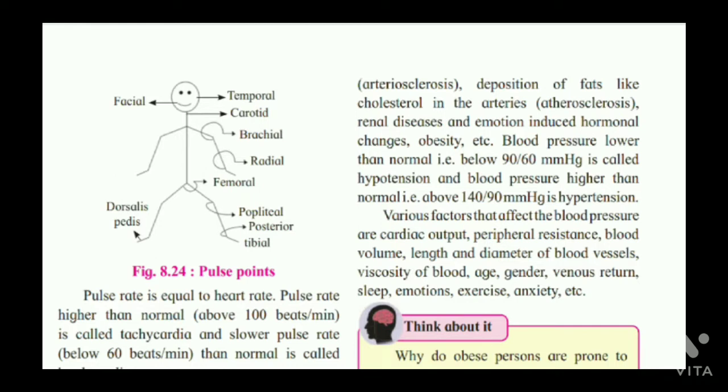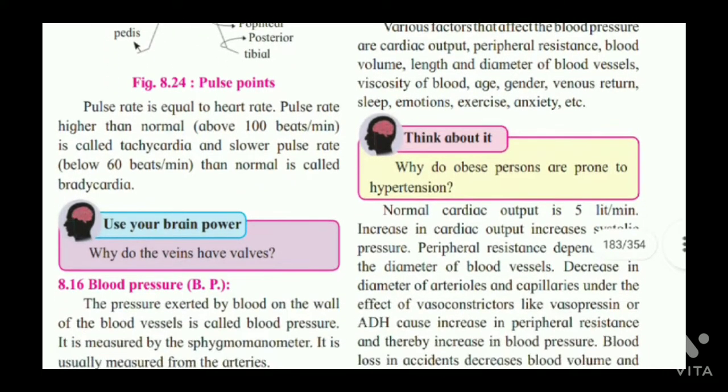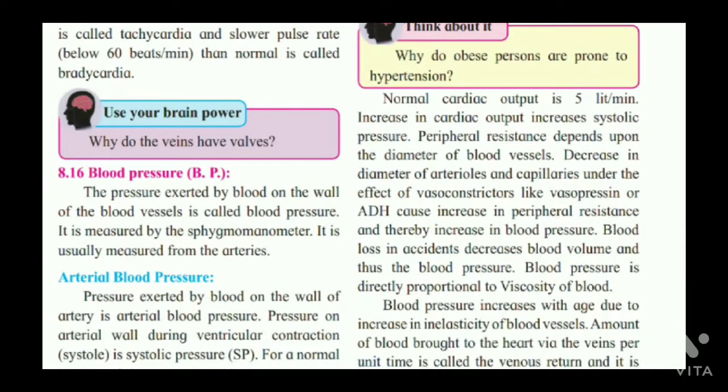Various factors that affect the blood pressure are cardiac output, peripheral resistance, blood volume, length and diameter of blood vessels, viscosity of blood, age, gender, venous return, sleep, emotion, exercise, anxiety, etc. Normal cardiac output is 5 liters per minute. Increase in cardiac output increases systolic pressure. Peripheral resistance depends upon the diameter of blood vessels. Decrease in diameter of arterioles and capillaries under the effect of vasoconstrictors like vasopressin or ADH causes increase in peripheral resistance and thereby increase in blood pressure.